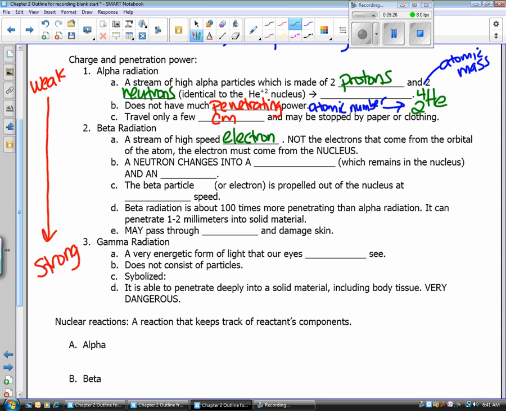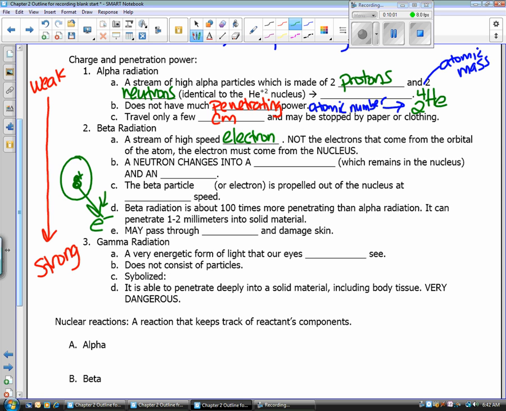It's not the electrons that come from the outside orbitals of the atom. The electron actually comes from the nucleus. So if you're in the nucleus itself, what happens is one of the neutrons in here, it's neutral, right? So it changes into an electron, and the electron comes speeding out, and a proton is left inside, because neutral means it's got positive and negative charges. You look at it that way. So the positive part stays in the nucleus, but the electron gets sped out.